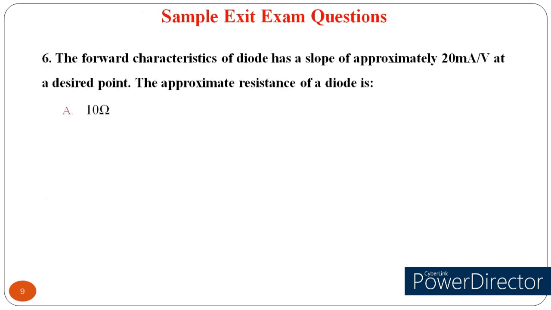Sixth question: the forward characteristics of a diode has a slope of approximately 20 milliampere per volt at a desired point. So the approximate resistance of a diode is: A, 10 ampere; B, 35 ampere; C, 50 ohm; D, 20 ohm.